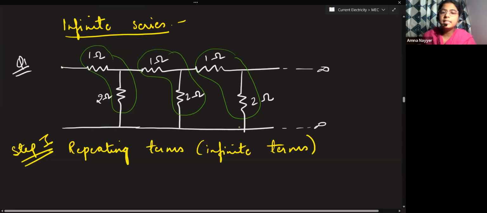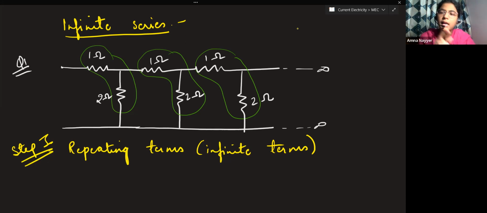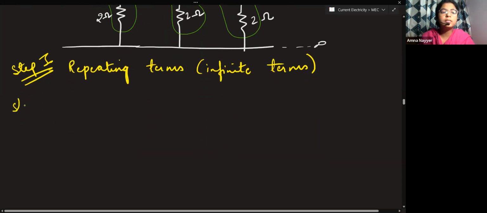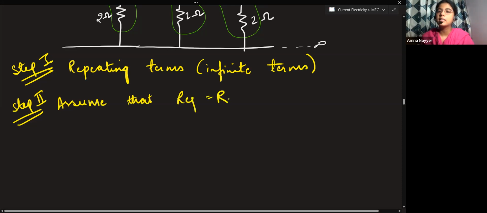Now let's assume the total, whatever is the answer of this question, meaning the equivalent resistance of the whole infinite series. Let us assume that it is capital R. So step 2 becomes: assume that R equivalent is capital R. It means we have the answer which we are searching for, for which we are solving.